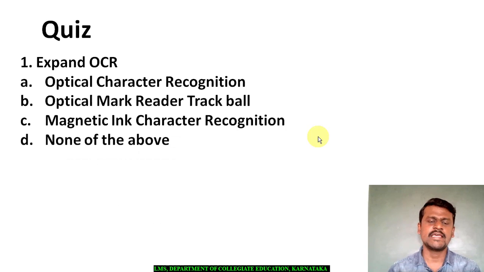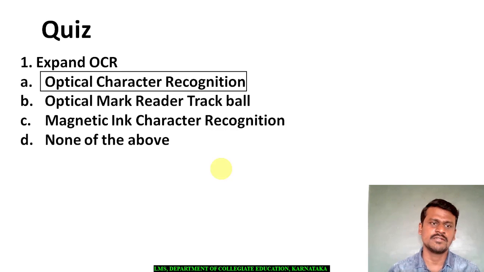First question, expand OCR. Option A, optical character recognition. Option B, optical mark reader trackball. Option C, magnetic ink character recognition. Option D, none of the above. Any guesses? The answer is optical character recognition. That is, O means optical, C means character, R means recognition.